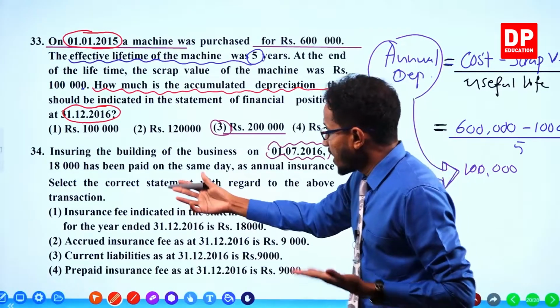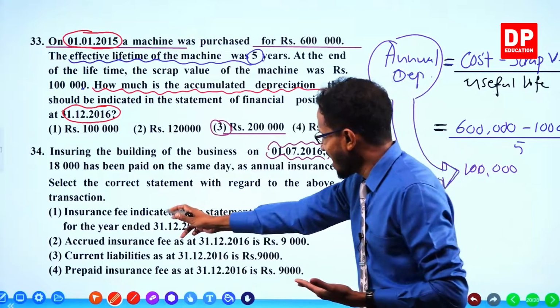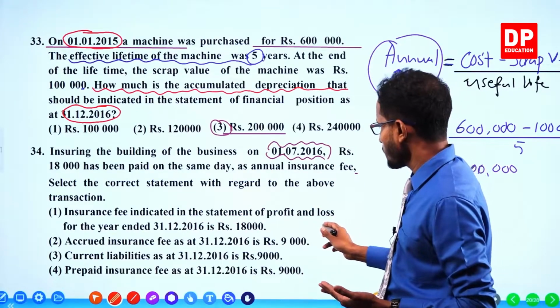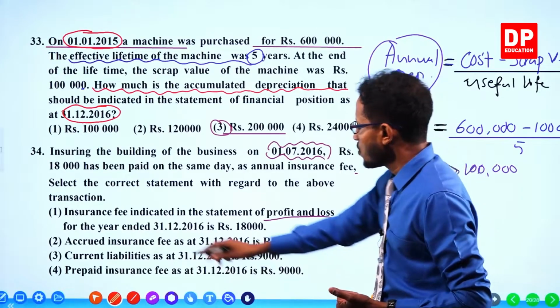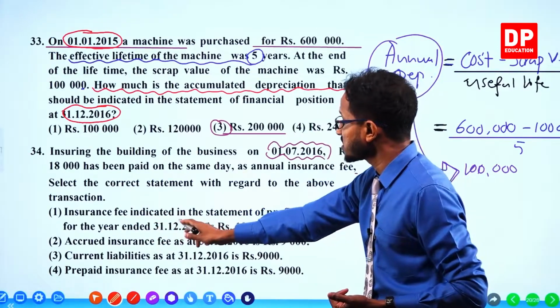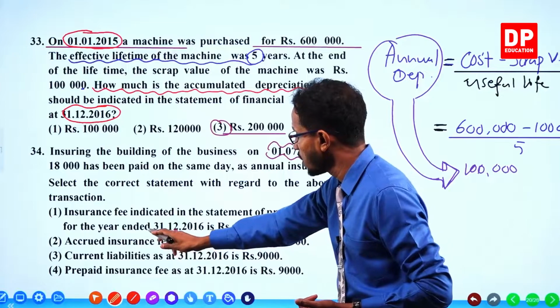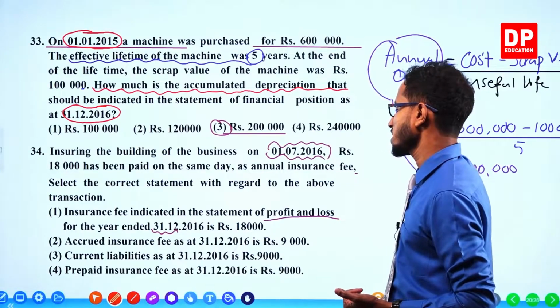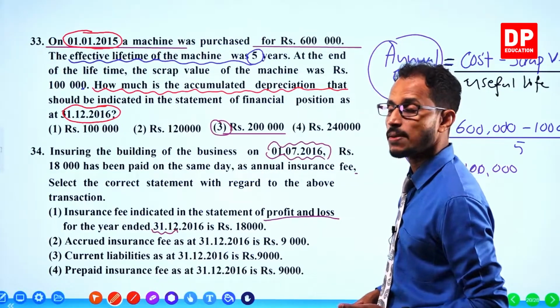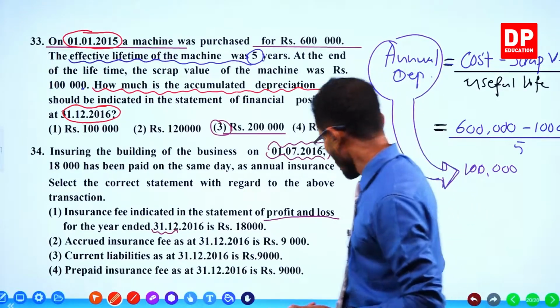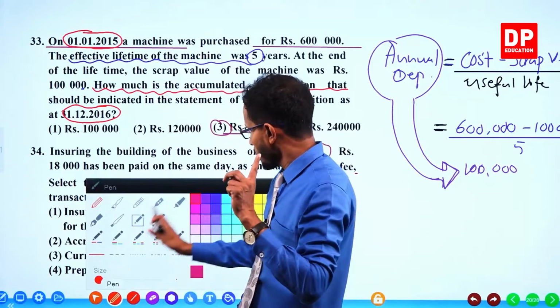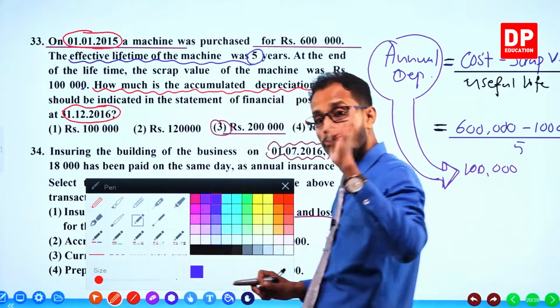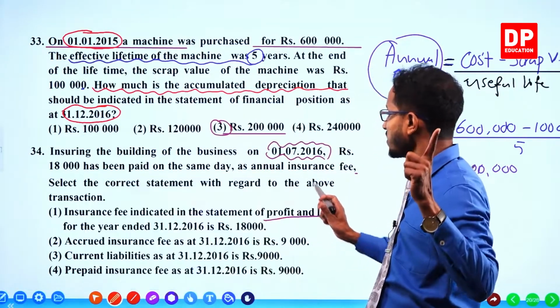What are they saying? Insurance fee indicated in the statement of profit or loss for the year ended 31st December was 18,000. That is the problem. They have paid on 1st July.